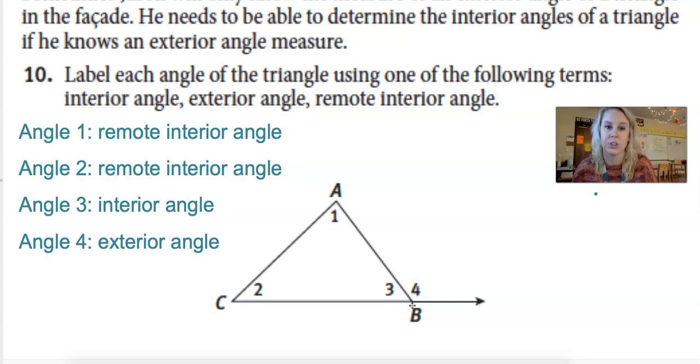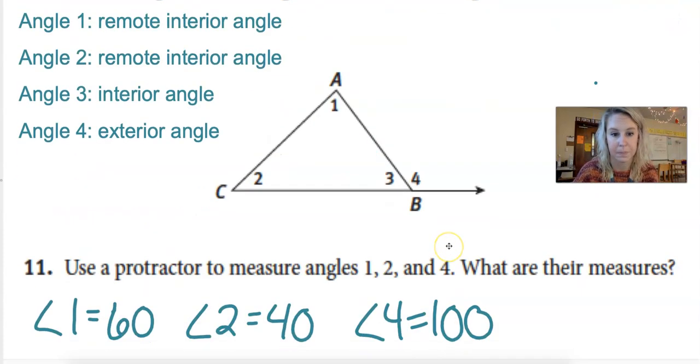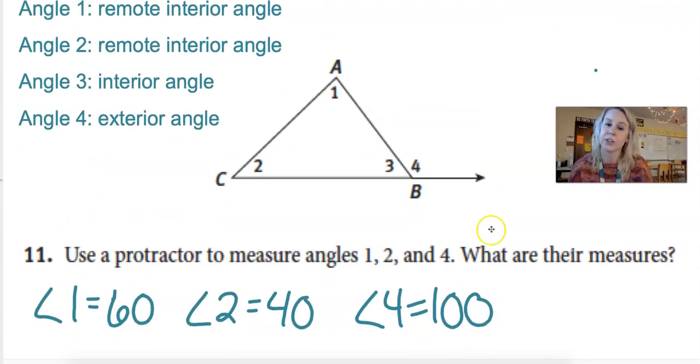Okay? So you'll need to know that if they want you to draw a triangle and they tell you where parts of it are. Okay? All right. So use a protractor to measure angles 1, 2, and 4. You don't have a protractor, so I'm going to tell you. I measured it, trust me. So angle 1 is 60 degrees. Angle 2 is 40 degrees. And angle 4 is 100 degrees. Okay? All right. So I'm going to write that in my picture just to help us out.